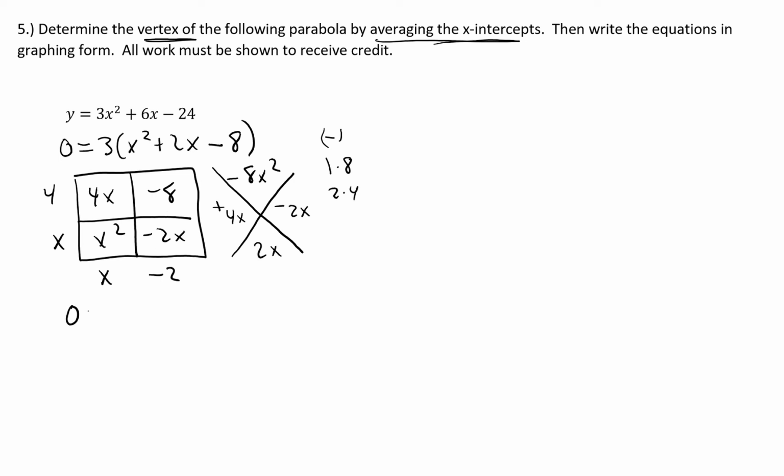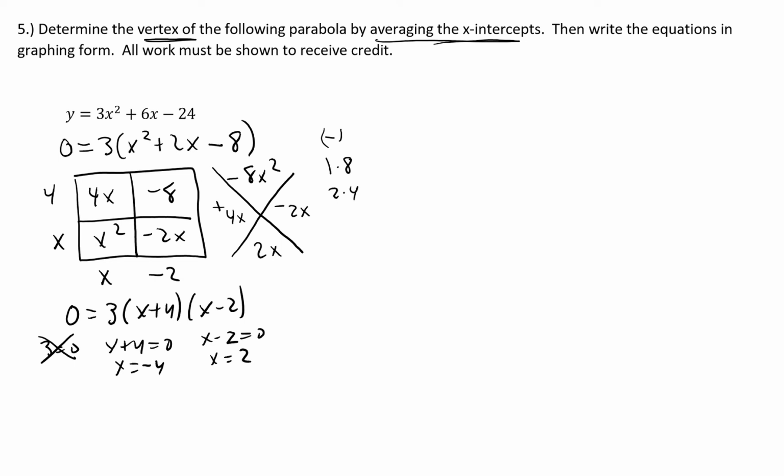So then I get 0 equals 3 times x plus 4 times x minus 2. And then I'm using the zero product property, and I get 3 equals 0, x plus 4 equals 0, x minus 2 equals 0. 3 equals 0 means nothing, so x equals negative 4, x equals 2. So now I've got my x-intercepts.